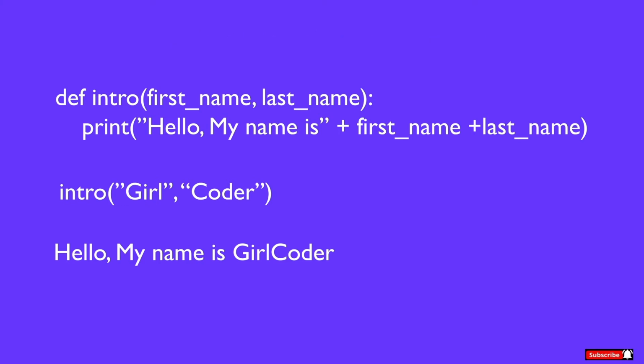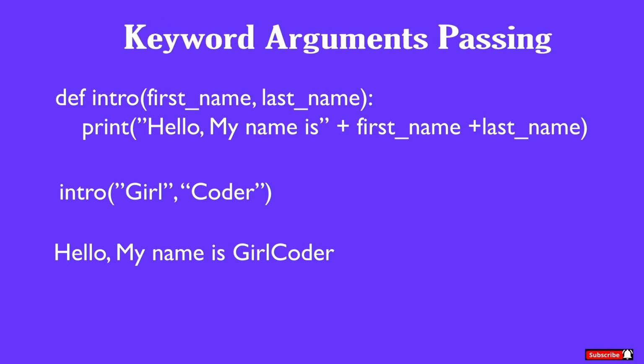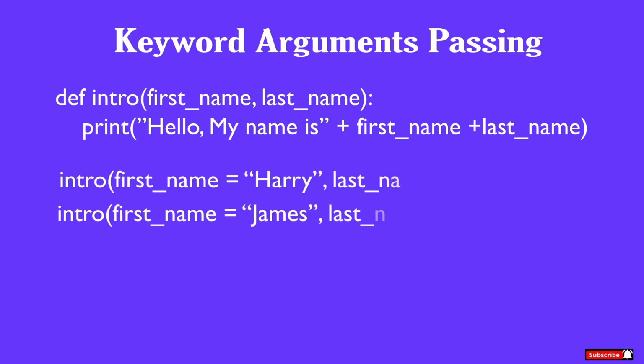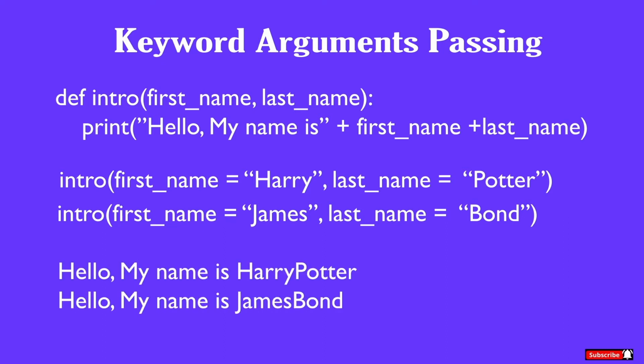Other than positional argument passing, Python offers another convention for passing arguments. Here the meaning of the argument is dictated by its name but not by its position. This is called keyword argument passing. You can look at the code here where the arguments are directly assigned to its parameters while invoking the function. The concept is clear here. The values are passed into the parameters by the assignment operator. The position doesn't matter here. Run the code, you will get this output: Hello, my name is Harry Potter and hello, my name is James Bond.